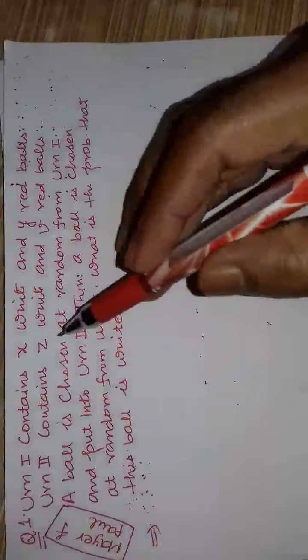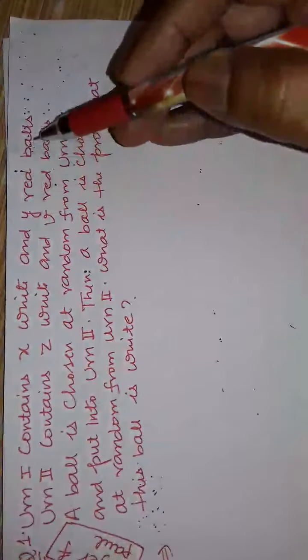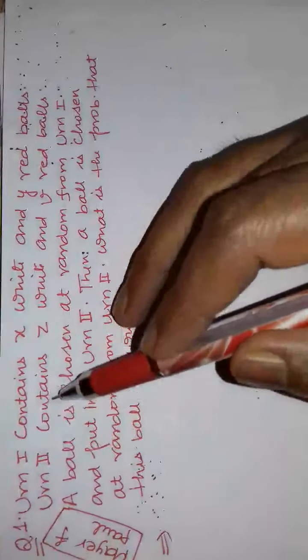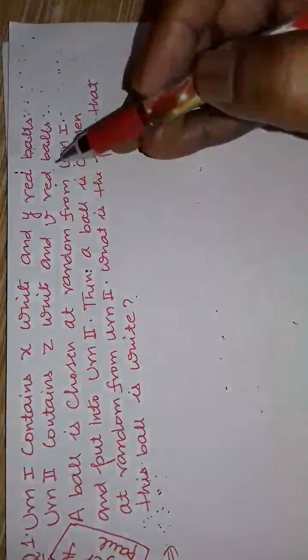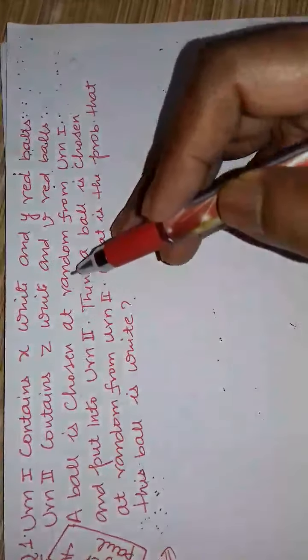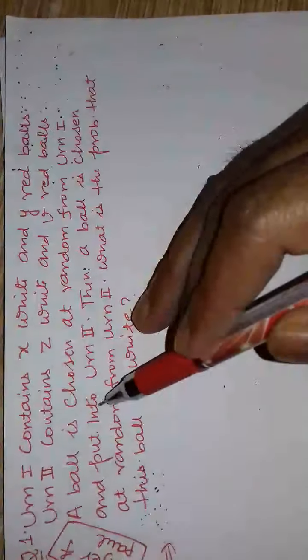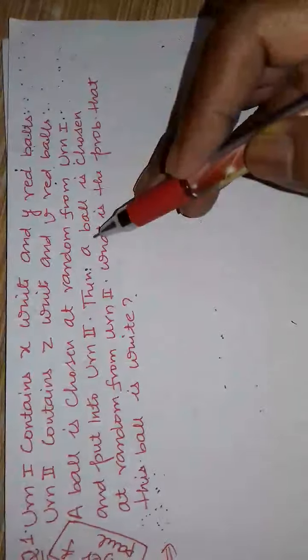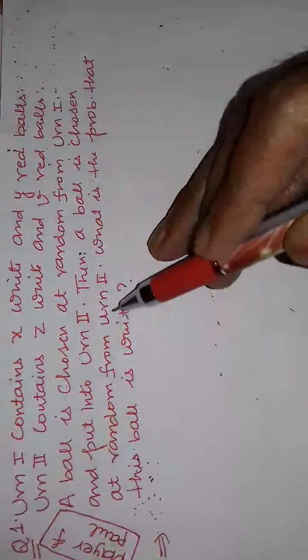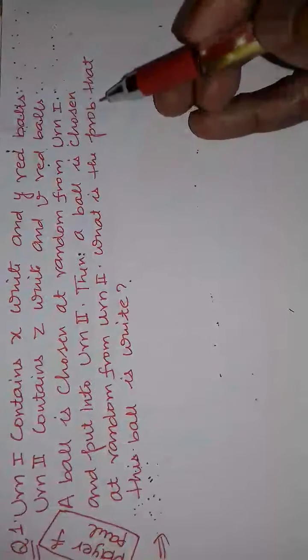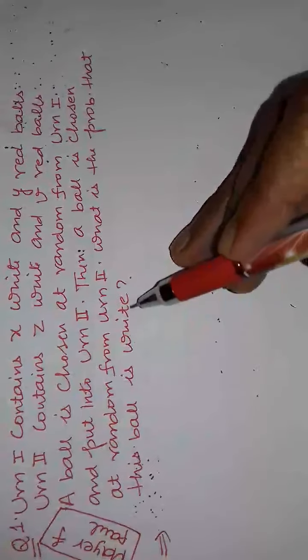So, the first question is: Urn first contains X white and Y red balls. Urn second contains Z white and V red balls. A ball is chosen at random from urn first and put into urn second. Then a ball is chosen at random from urn second. What is the probability that this ball is white?